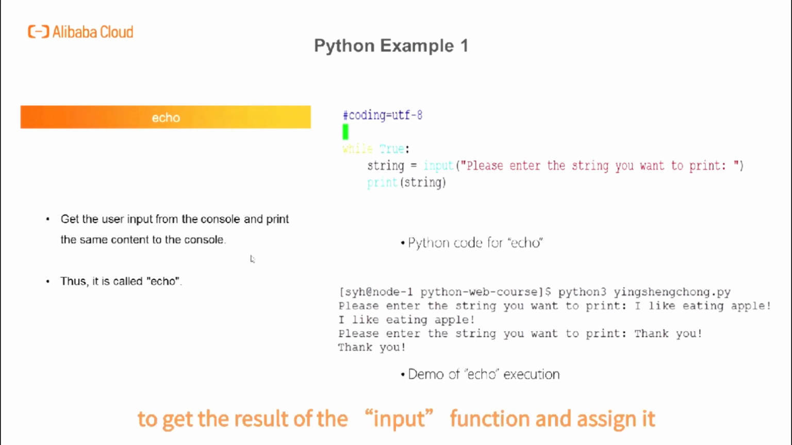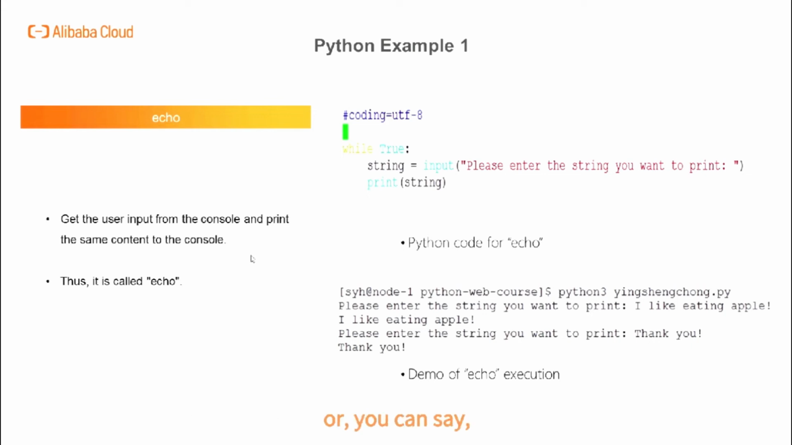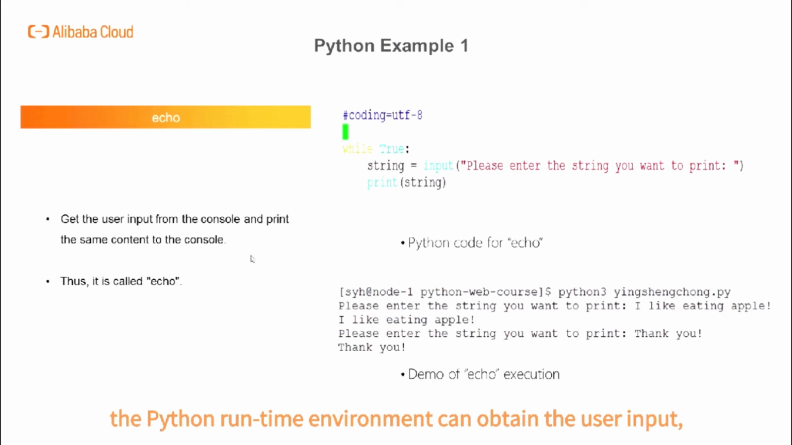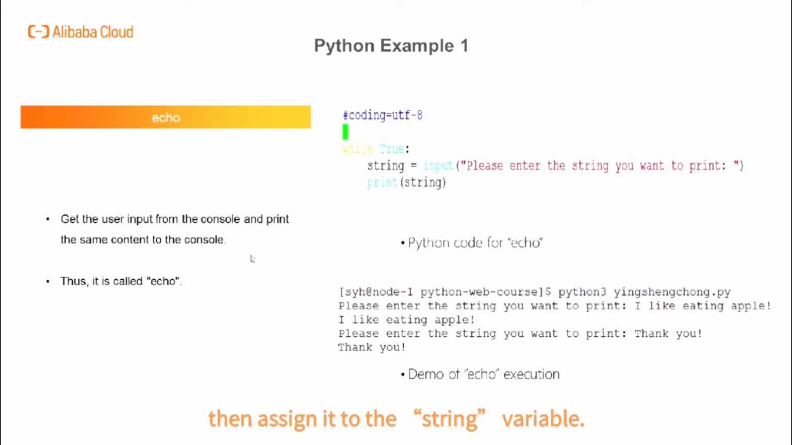The next line is to get the result of the input function and assign it to the variable string. The input function here will get the user input from the console, or you can say the standard input. Before input reads the user input, it prints a prompt message to the user. As you see, the prompt is please enter a string you want to print. After the user enters a string using the keyboard, through the input function, the Python runtime environment can obtain the user input, then assign it to the string variable. Then the last line is to print the variable string to the console, or standard output. It completes the echo program in Python.